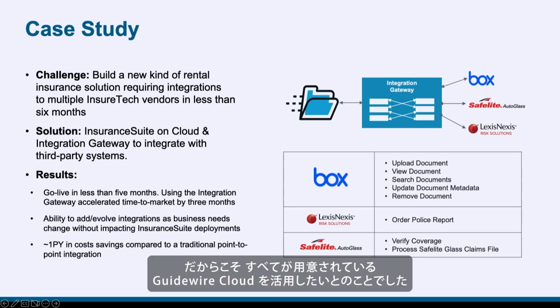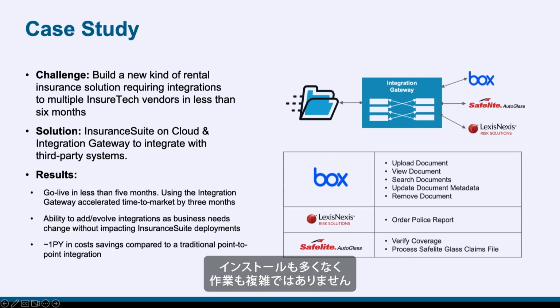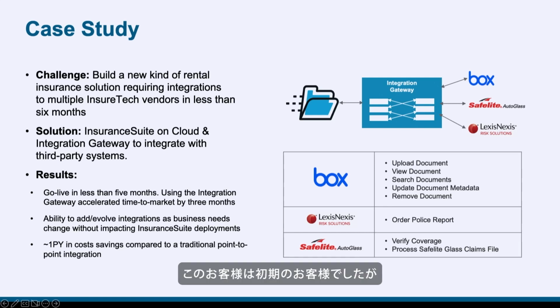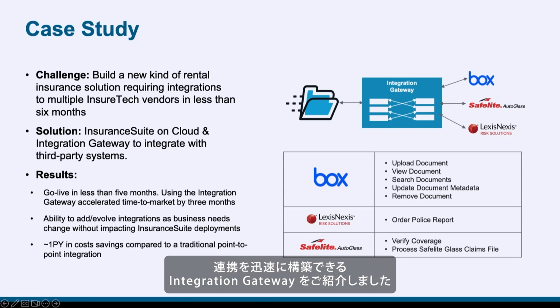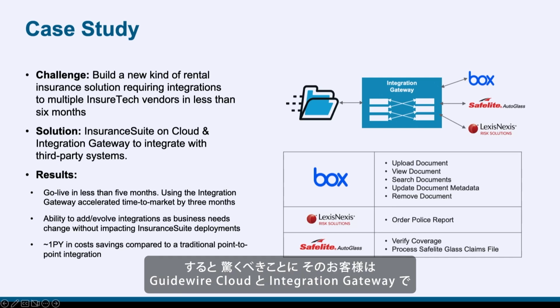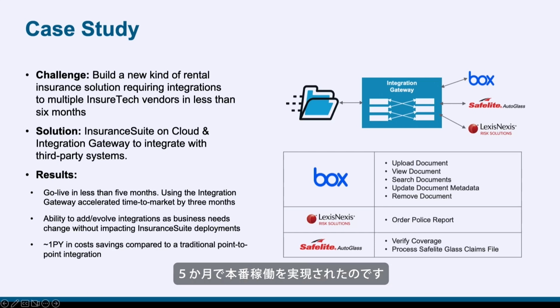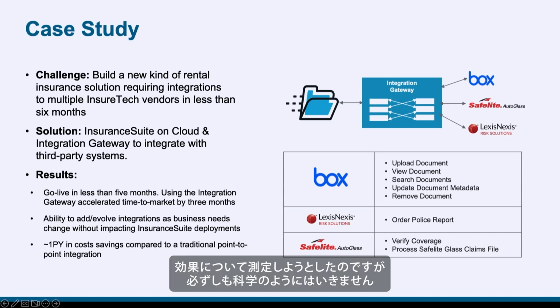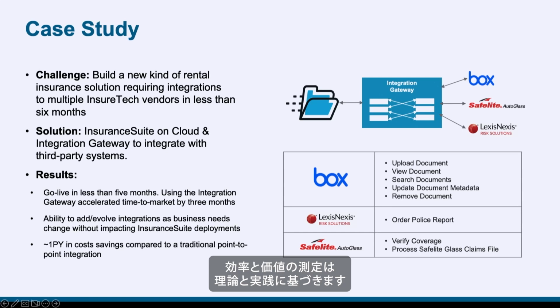Well, they said, okay, we wanted to use Guidewire Cloud because everything is available. We don't have to install machines, we don't have to do all that stuff, right? And then we told them about integration gateway. This was an early customer where they could quickly build integrations. What was amazing is they actually went live in 5 months with Guidewire Cloud and integration gateway. And we were just trying to measure, it's a little bit of art and science, how do you measure things in terms of efficiency and value.